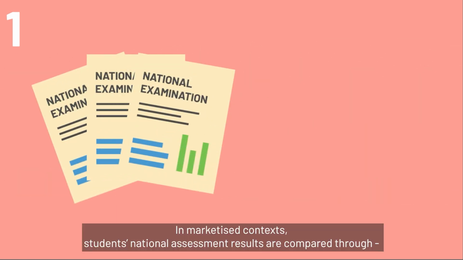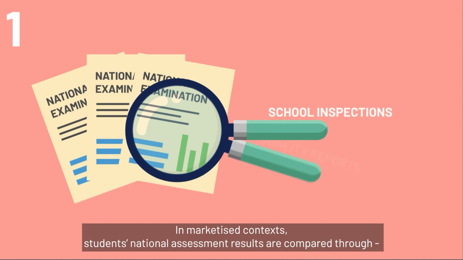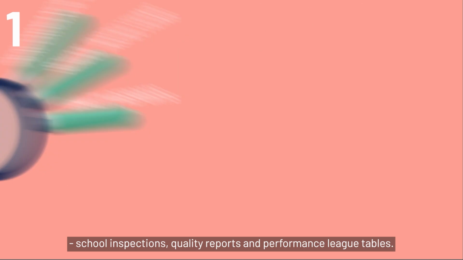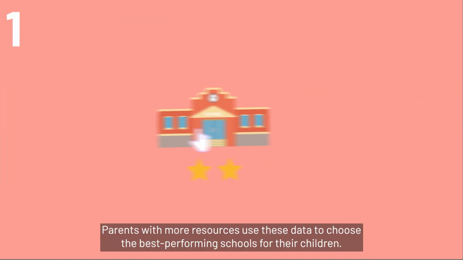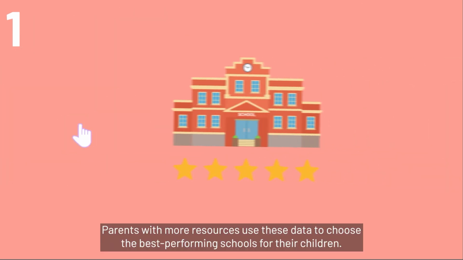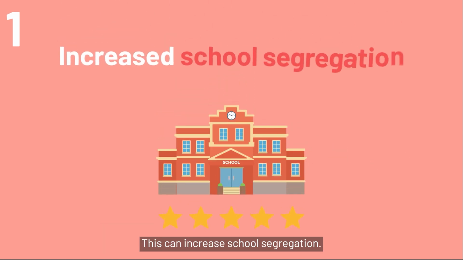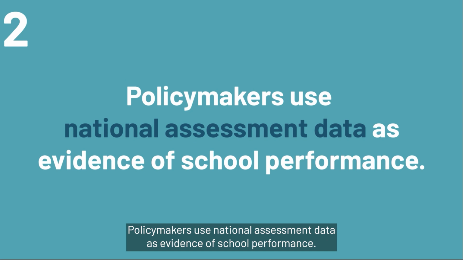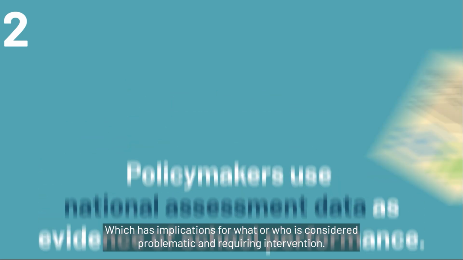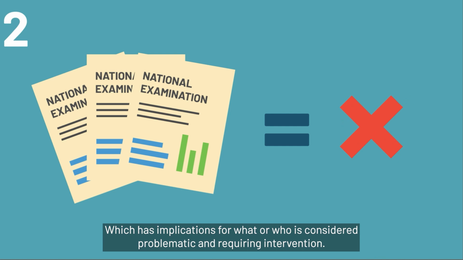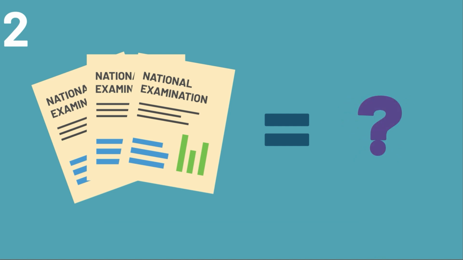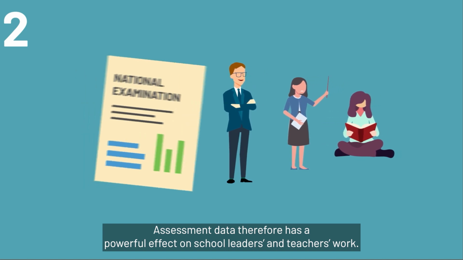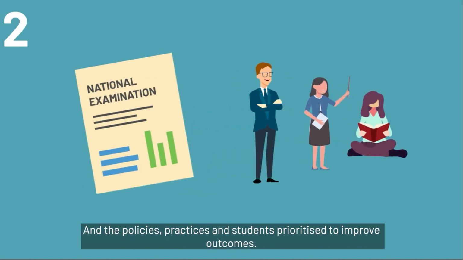In marketised contexts, students' national assessment results are compared through school inspections, quality reports and performance league tables. Parents with more resources can use these data to choose the best performing schools for their children, which can increase school segregation. Policymakers use national assessment data as evidence of school performance, which has implications for what or who is considered problematic and requiring intervention. Assessment data therefore have a powerful effect on school leaders and teachers' work, and the policies, practices and students prioritised to improve outcomes.